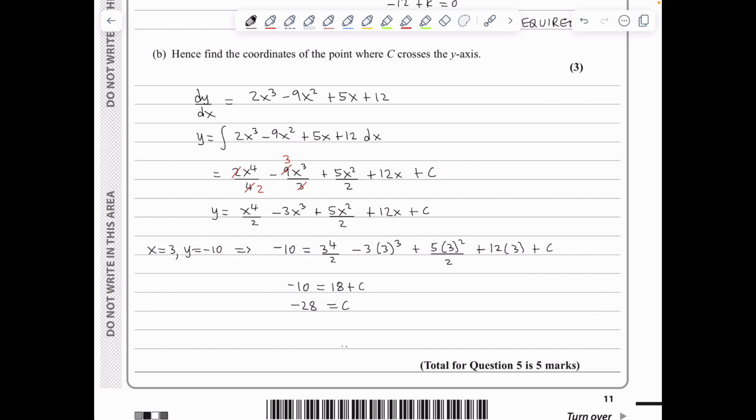So we're looking at the point where we cross through the y-axis. If I'm crossing through the y-axis, that means that x is 0. So if x is 0, all of these disappear. y is simply c, which we found to be -28. And therefore we conclude that the point has coordinates (0, -28).